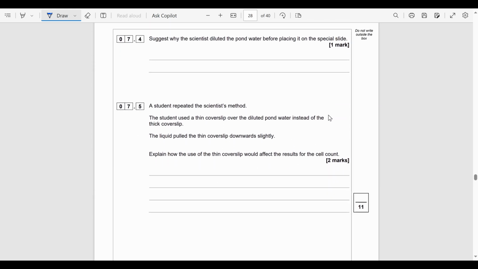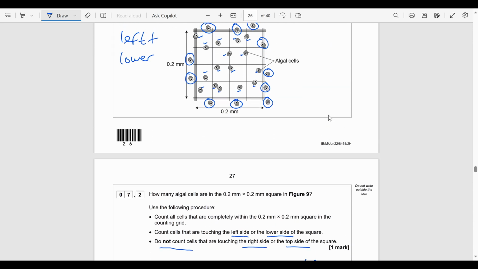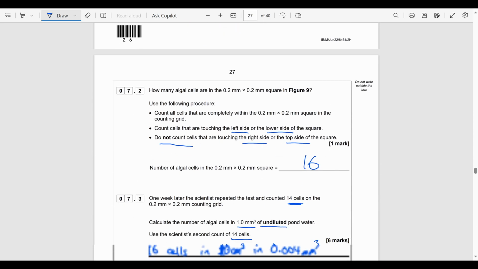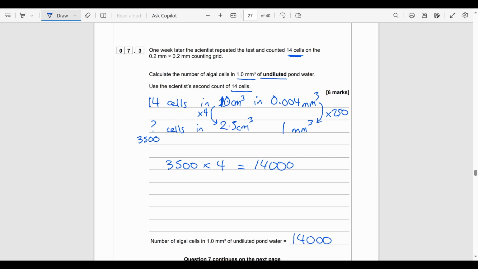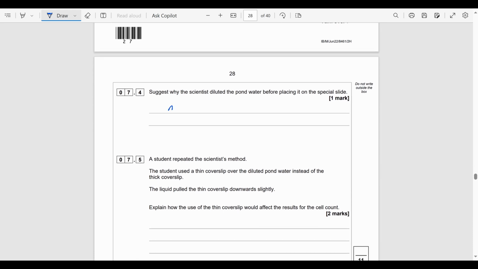7.4. Suggest why the scientist diluted the pond water before placing it on the special slide. Well, look at the special slide. There's our counting grid, and we counted 16 cells when we were counting from the grid. However, if it was undiluted, it would actually be near this number, 14,000. So obviously that would be a lot more difficult to count. So by diluting it, it's making it easier to count.